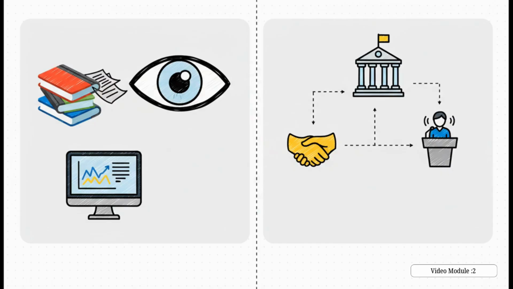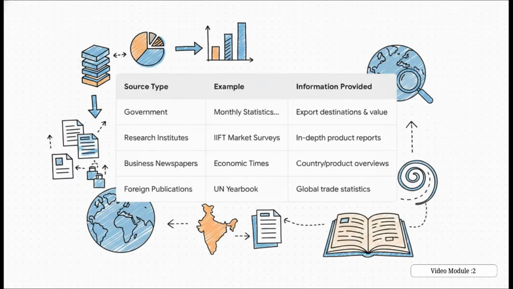And then you've got institutional sources. These are the actual organizations you can talk to for expert help. And you can get really specific with this stuff. Government publications, for instance, they'll give you the raw numbers on where products are going and for how much. For deeper analysis, research institutes publish these incredible market surveys. And what if you have a product that's not a big export from India yet? Well, that's where things like UN publications come in. They can show you a hidden global demand you never knew existed.